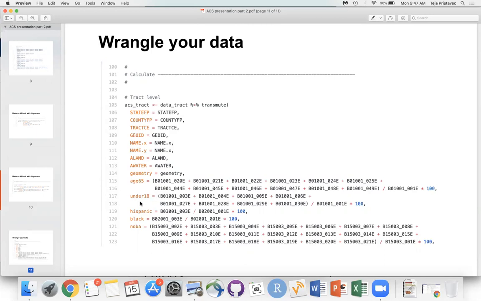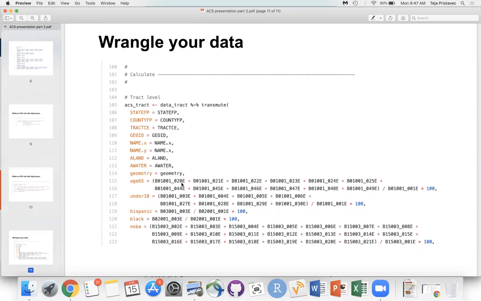And then I'll do the same thing for my children. I'll do the same thing for the Hispanic population, right? So the number of people who are Hispanic divided by the total population and multiply by 100 to get a percentage. And then I'll do it for my other variables, and then I'll conclude my call. And that's how you would get a basic data frame with your estimates.